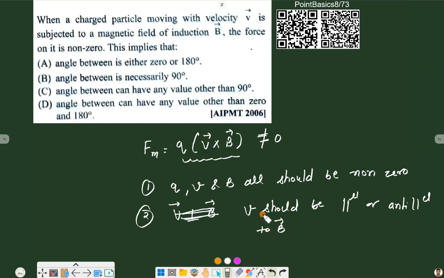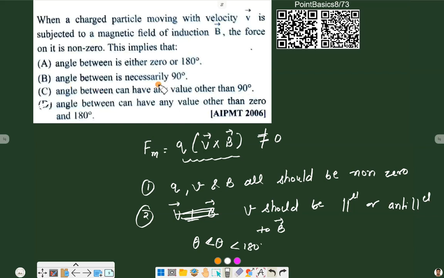Means the angle between V and B should be greater than 0, theta should be greater than 0 and should be less than 180. In between any of these values, when theta is greater than 0 and less than 180, we will get some value out of the cross product. Means the angle can have any value other than 0 and 180 degrees. So option D here will be the right answer.